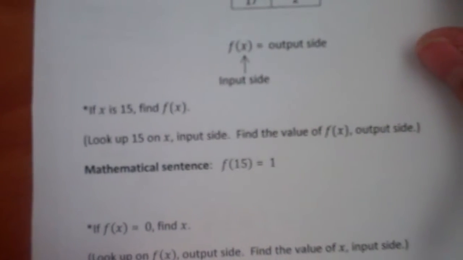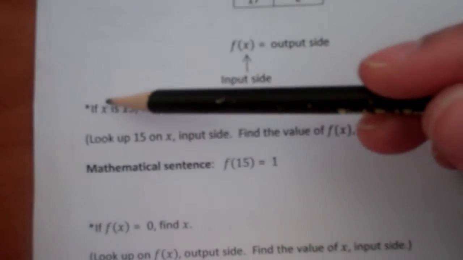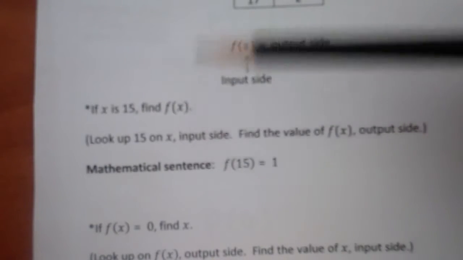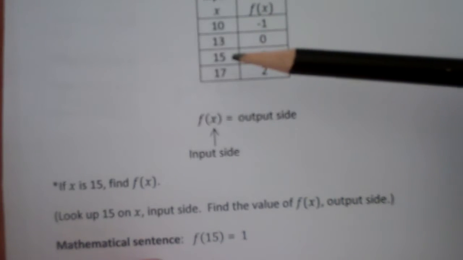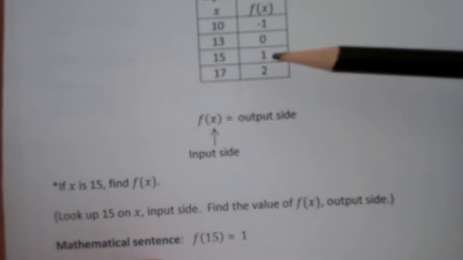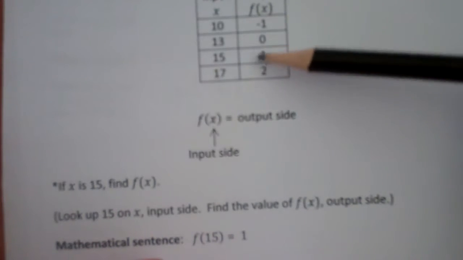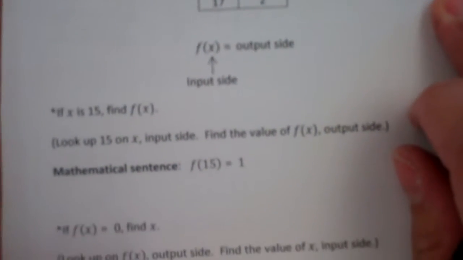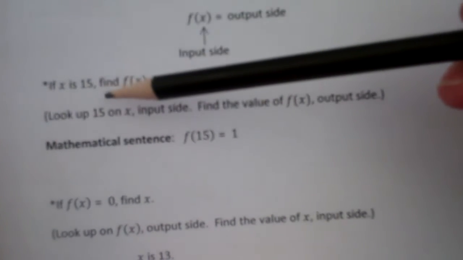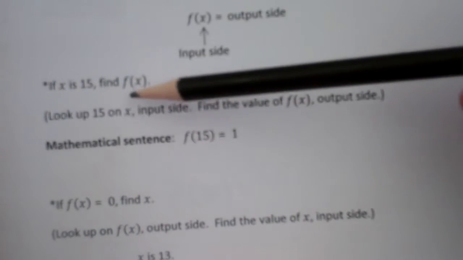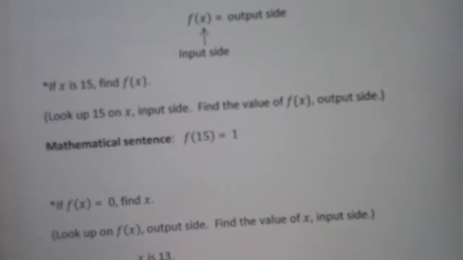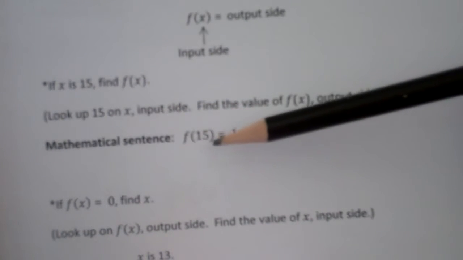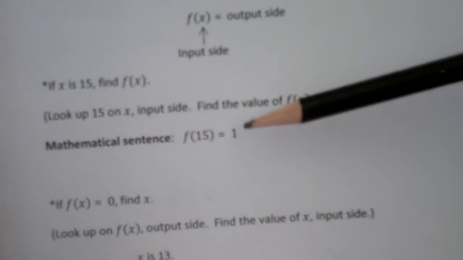Let's look at some more examples. Here we have if x is 15, find f of x. So we have x is 15, so we have to go to where it says 15 underneath the x, and we see that it's going to equal 1 right here, which is f of x. And that's what the directions say down here. It says look up 15 on the x input side, find the value of f of x, the output side. And this is how to write the mathematical sentence. You write an f with parentheses 15, this is f of 15 equals 1.